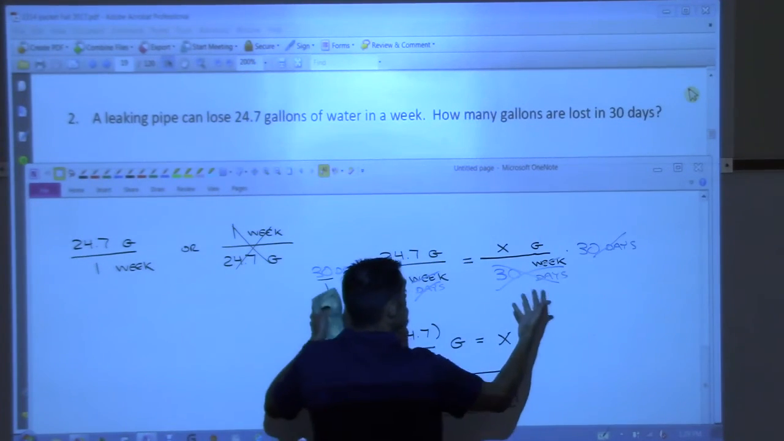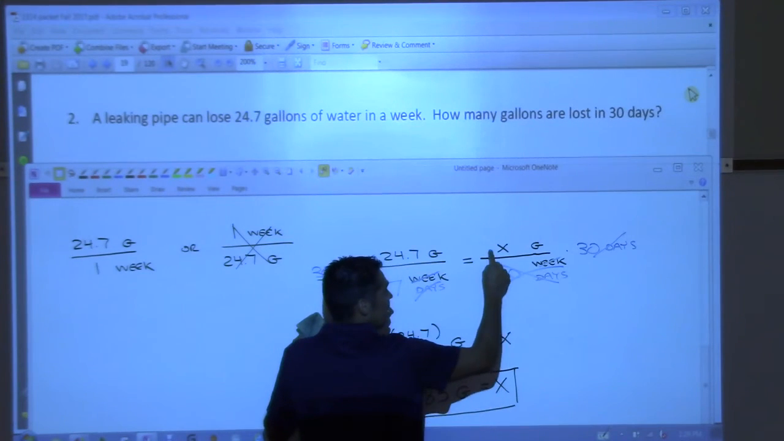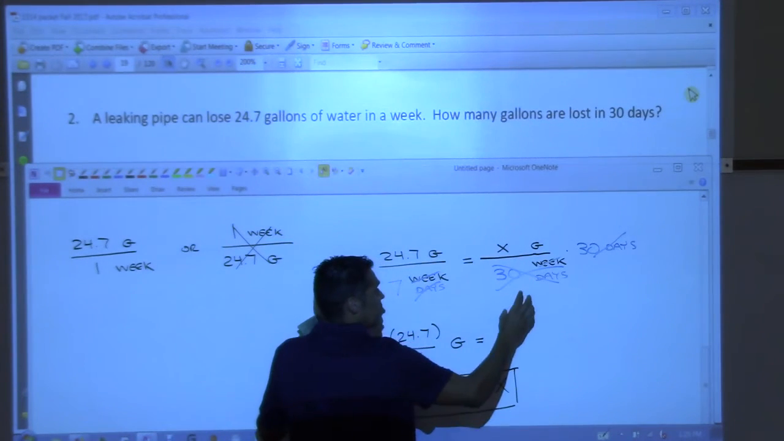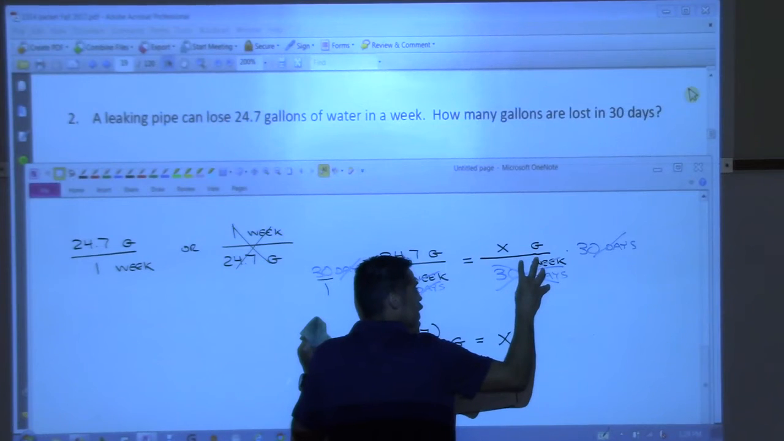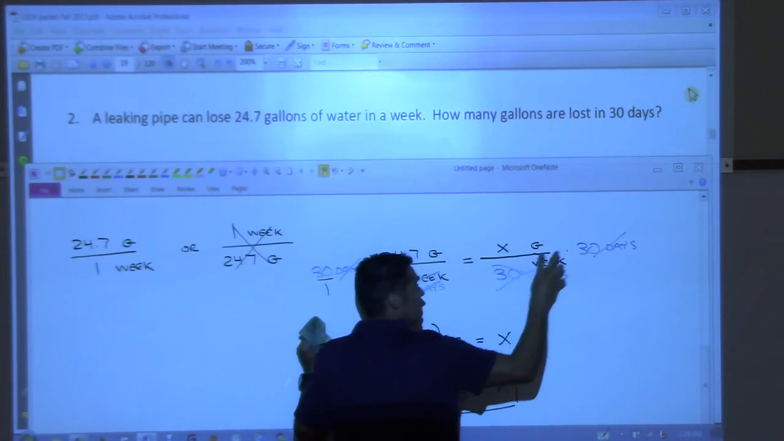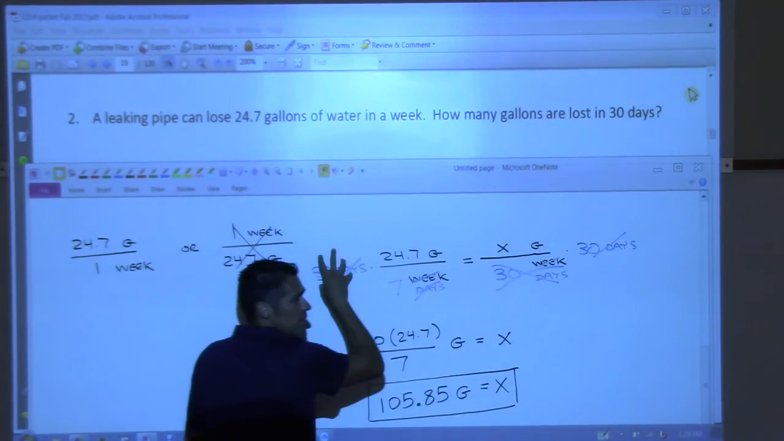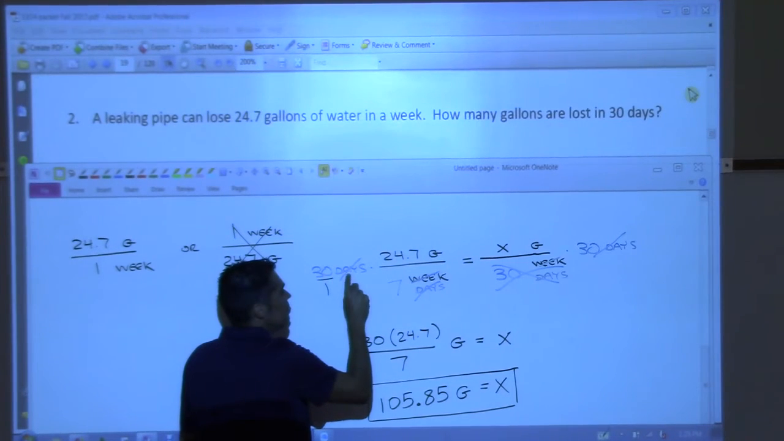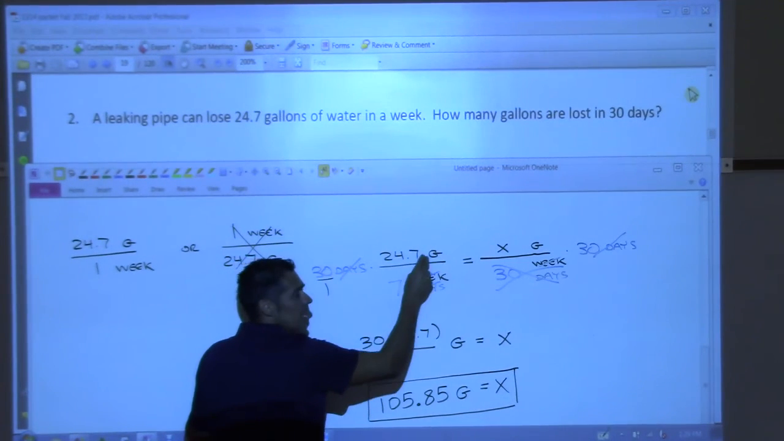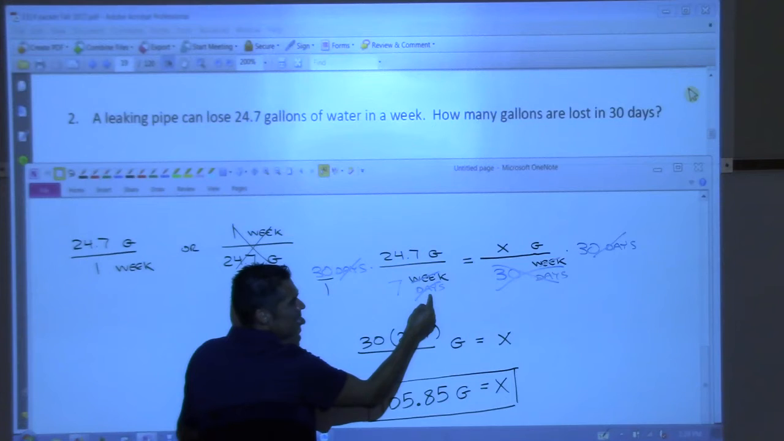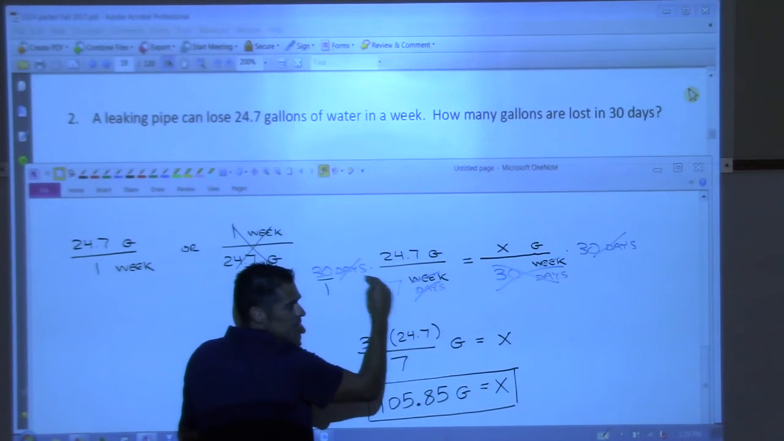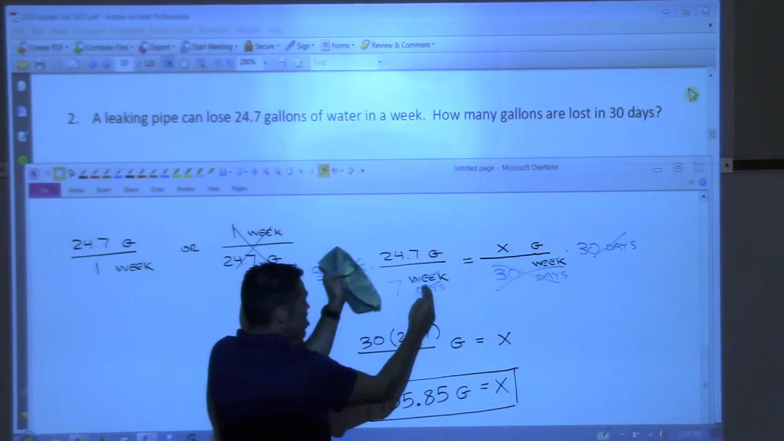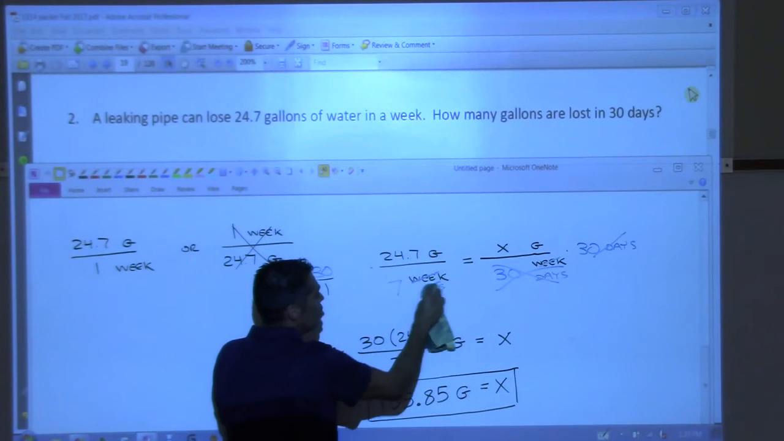Because this is an equation, right? And I'm trying to get x by itself. What I'm doing is I'm multiplying this, whatever this was, which was 30 days, on the right side and the left side, right? Don't get so caught up on the idea that this is days and that's gallons, because the days down here cancel the days up here. So your units go away.